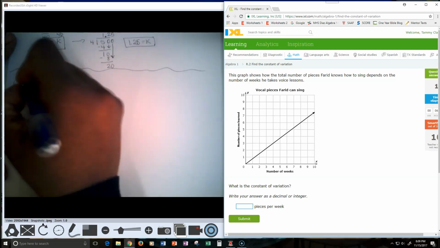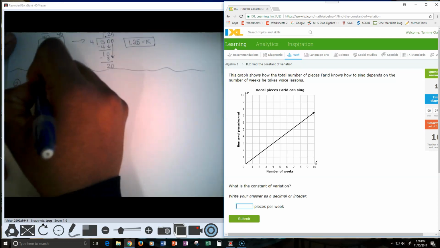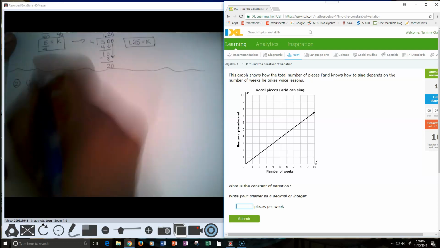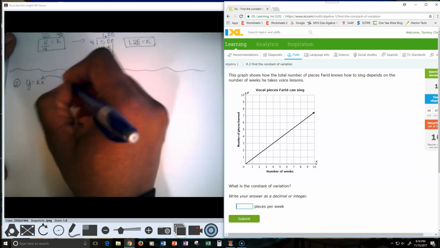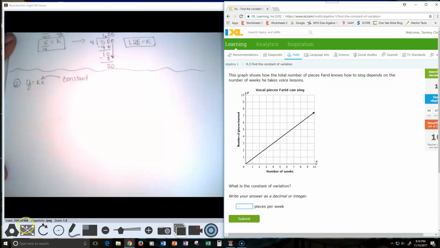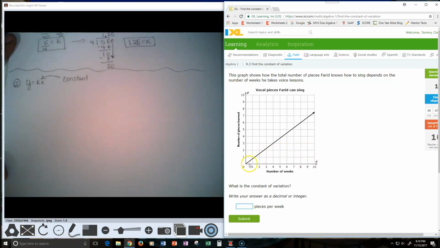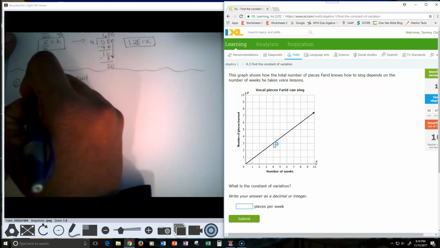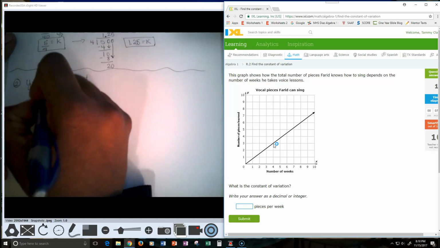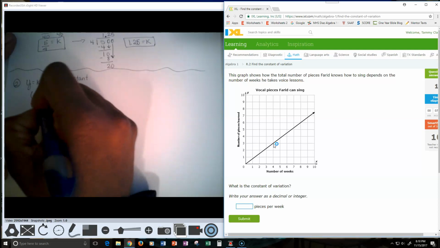So we're going to use the same formula. Y is equal to k multiplied by x, where k is the constant that we are looking for. We're going to pick an ordered pair from this graph. So let's see, we're not going to pick this one because it doesn't cross over the actual gray portion. We're going to pick something that crosses over. I think that's a good one. So that would be ordered pair 4, 3. So I'm going to use ordered pair 4, comma 3. 4 is the x, 3 is the y.